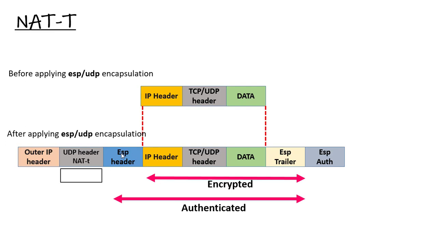We adding ESP trailer. Apart from that, we have ESP authentication, and we have outer IP header. So it might seem a bit confusing here, but I want to explain what is actually happening. So our IP header, as you can see, is being encrypted. So we add ESP header right before our IP header. So how do we know where we go if we don't have the IP address? Because it's being encrypted, right?